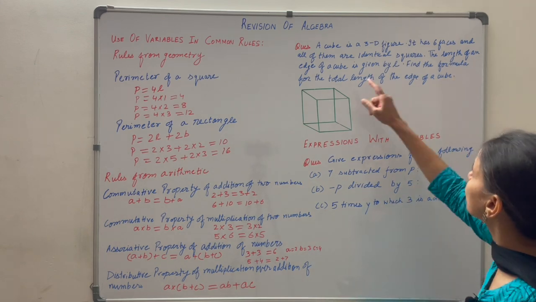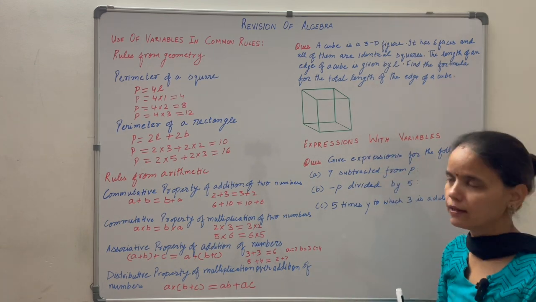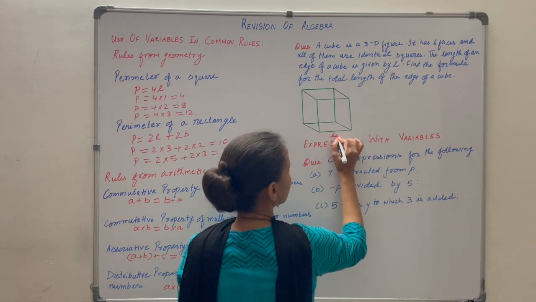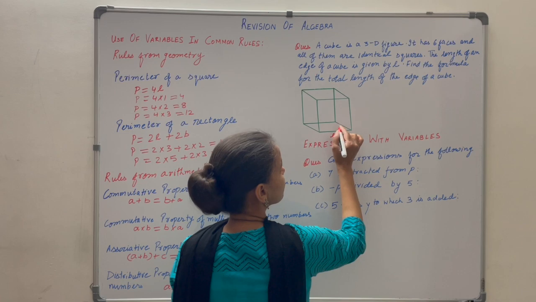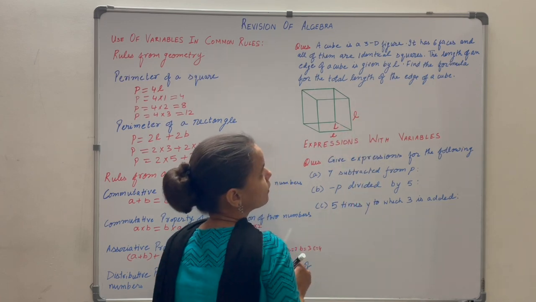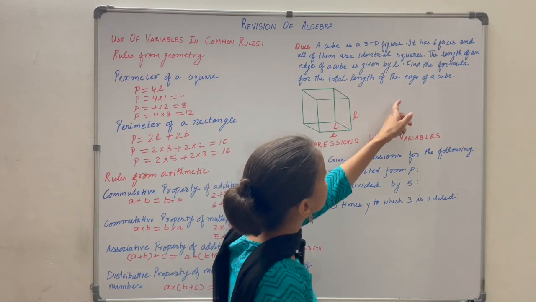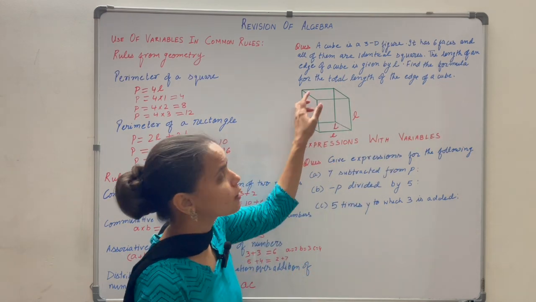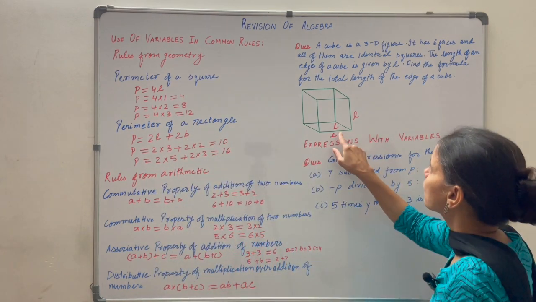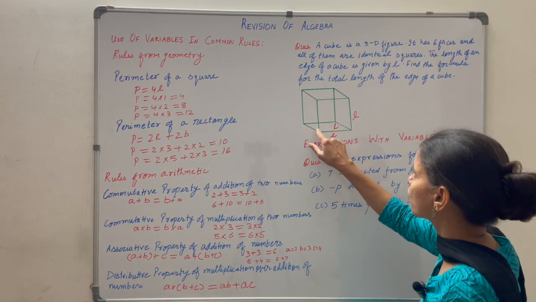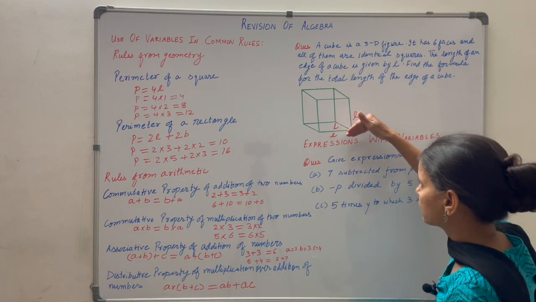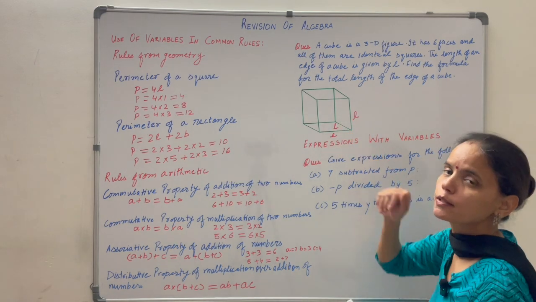It says the length of the edge of a cube is given by L. So how much is the length of the edge of the cube? Here it is L. So length is also L, breadth is also L, height is also L. Find the formula for the total length of the edge of the cube. So here how many edges are there? 1, 2, 3, 4. 4 at the bottom, 4 at the top and 4 like this. So 4 plus 4 plus 4, 12.